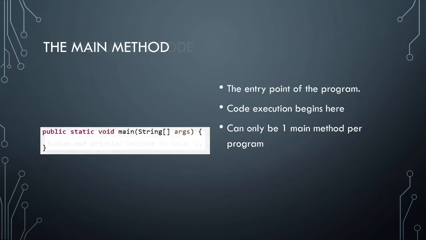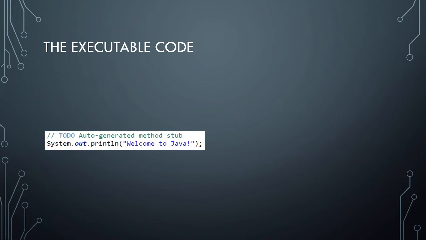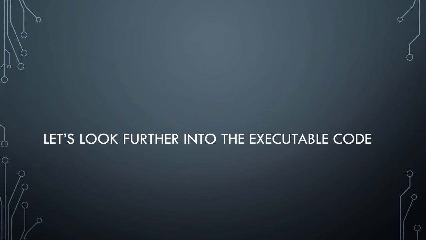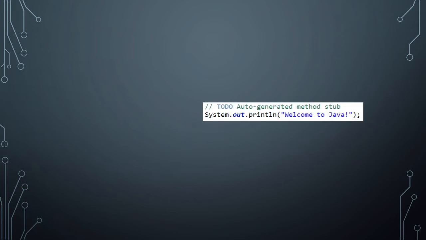So this leaves the executable code. The executable code is the code that will be executed. It will be the code that runs line by line sequentially. In this case, the only thing that happens is "Welcome to Java" will be printed out to the console. We're going to look further into this so we get a full explanation of what's really going on in the executable code.